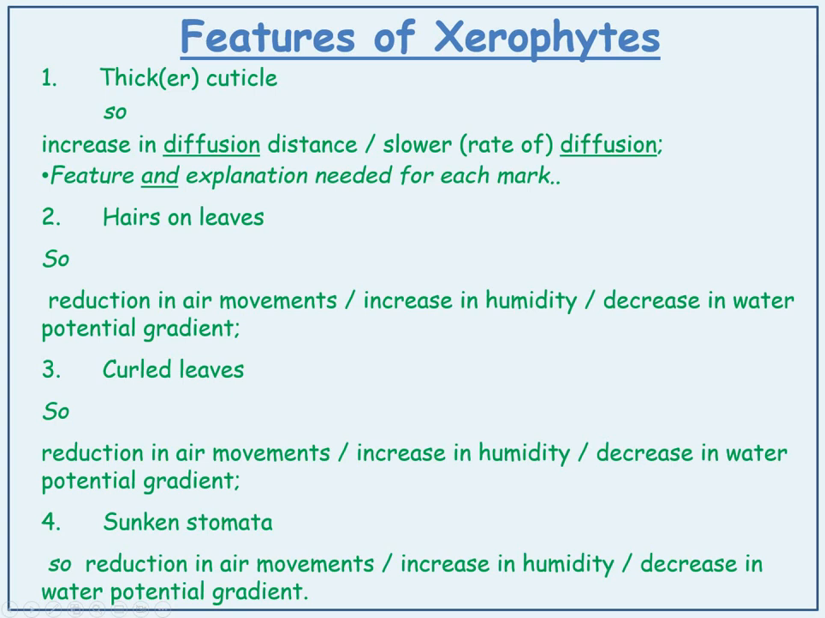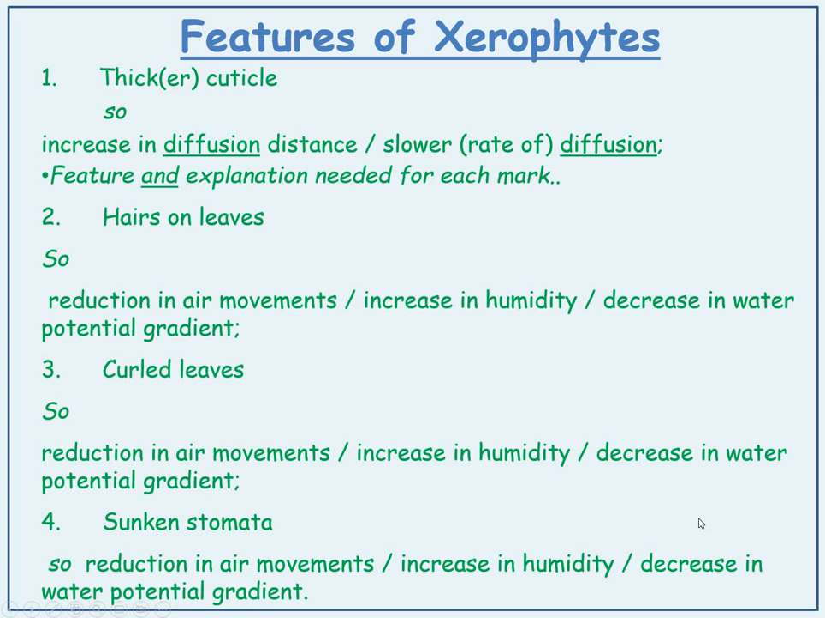So, some features of xerophytes straight from a mark scheme from AQA. They have a thicker cuticle. They can have a thicker cuticle, so it increases the diffusion distance. They can have hairs on the leaves, which decreases the water potential gradient.